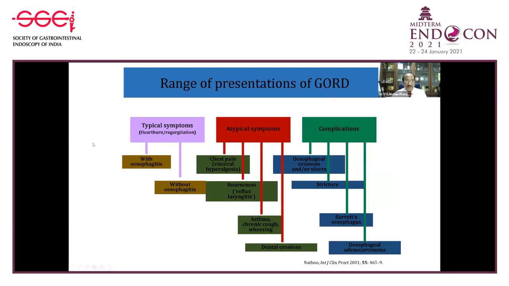So we know the typical symptoms are heartburn and regurgitation with or without esophagitis, and the atypical symptoms that I showed you. But the complications can ensue in some of them with esophageal erosions, ulcers, stricture, Barrett's, and esophageal adenocarcinoma. All these are absolutely preventable complications.